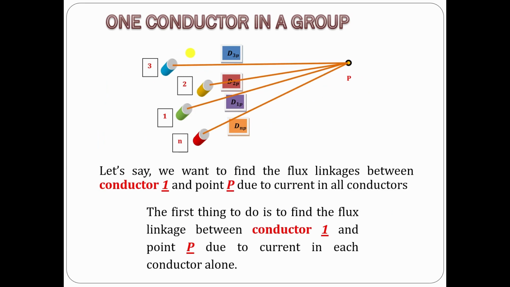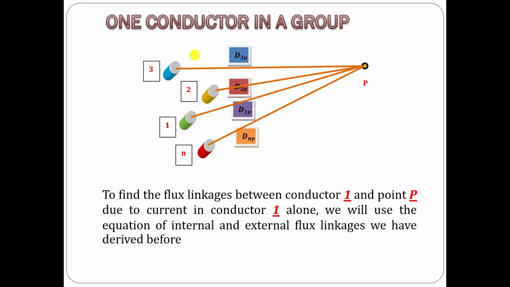Our main goal in this lecture is to find the flux linkage between conductor number 1 and point P due to current in all conductors. But the first thing to do is to find the flux linkage between conductor number 1 and point P due to current in conductor number 1 alone. This means that we will examine and evaluate the flux linkage one by one, considering only the current in each conductor. So to find it, we will use the equation of internal and external flux linkage we have derived before.